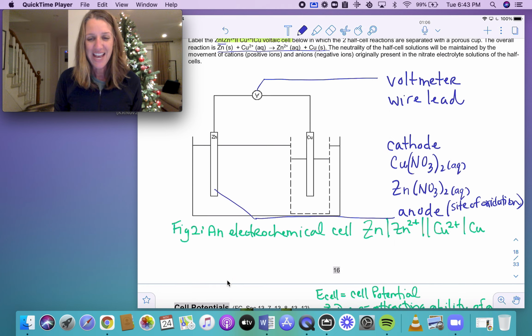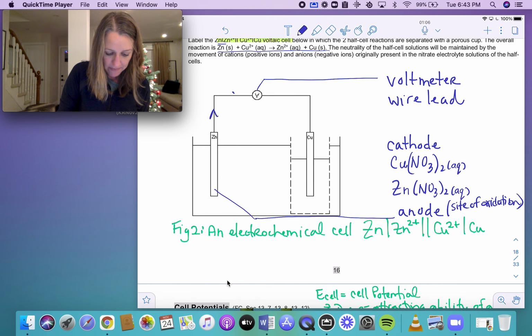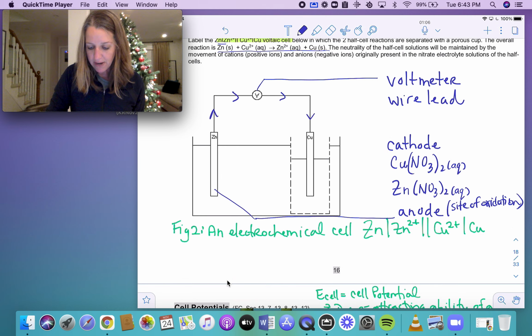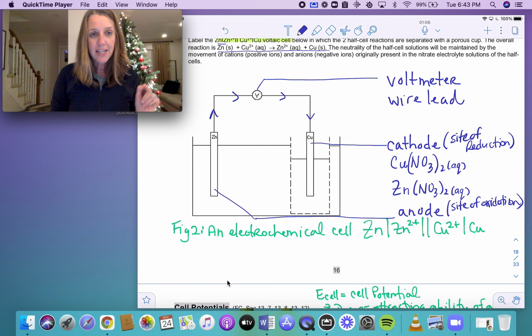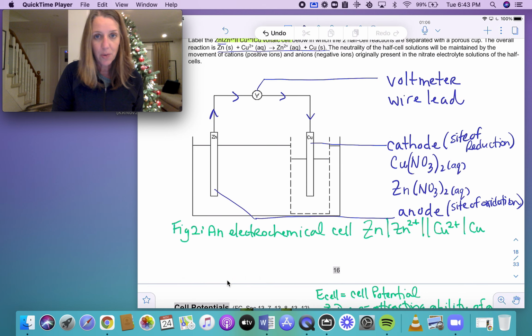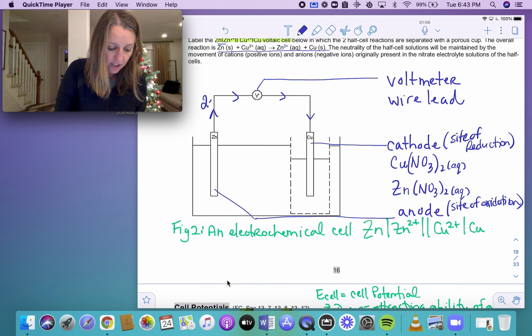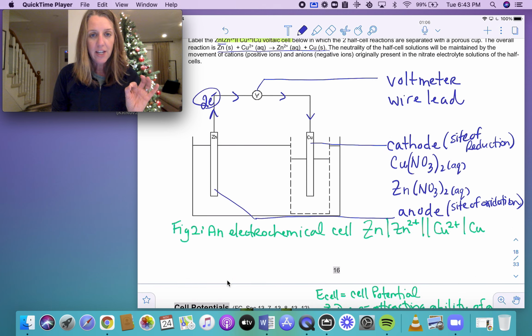Okay, so there's my anode. That's my site of oxidation. The electrons are going to flow this way through the wire all the way to my cathode, which is the site of reduction. Copper is my cathode and my anode is my zinc. How many electrons are flowing through? Well, if zinc goes to a Zn2+ ion, then clearly 2 electrons are flowing. For every zinc atom that turns into a Zn2+, I've got a flow of 2 electrons being read through that voltmeter.